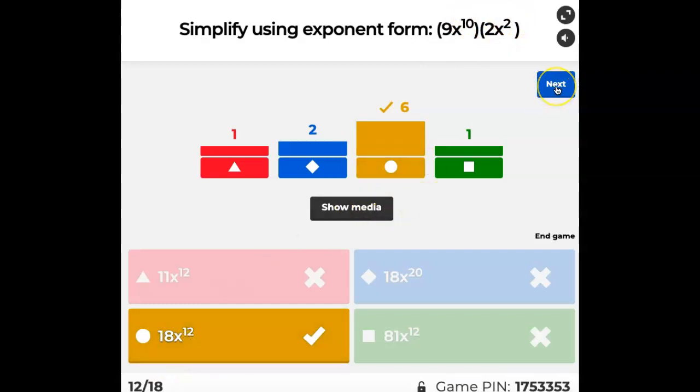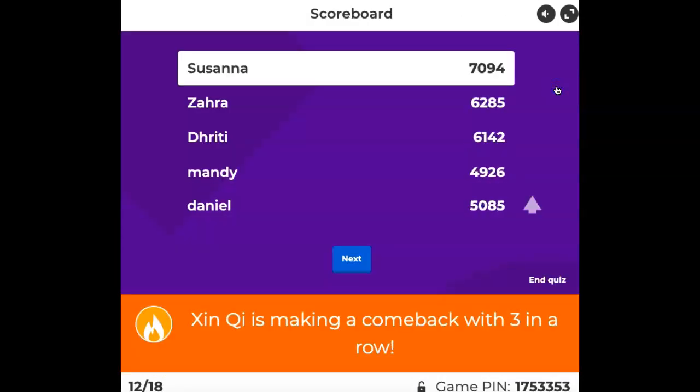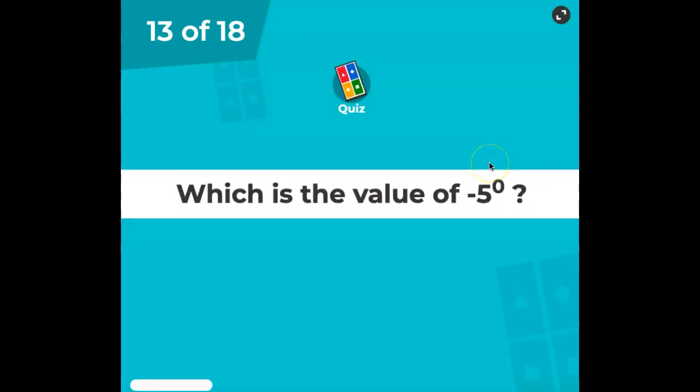Alright, let's see who got this. And Daniel is coming up. Maybe we'll do 2 more questions because our time is up. Question 13.